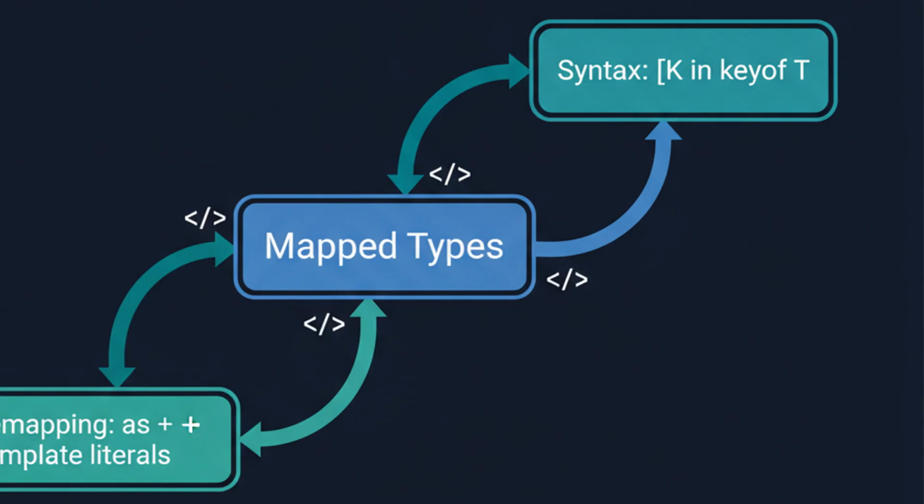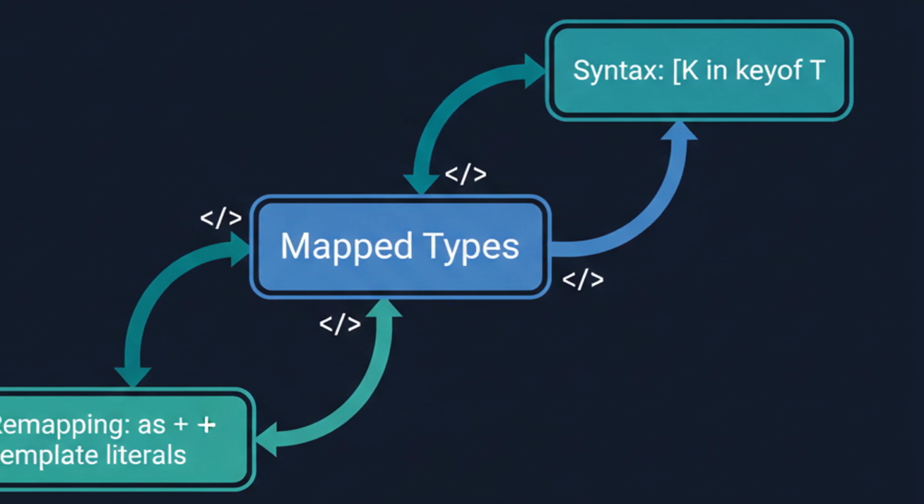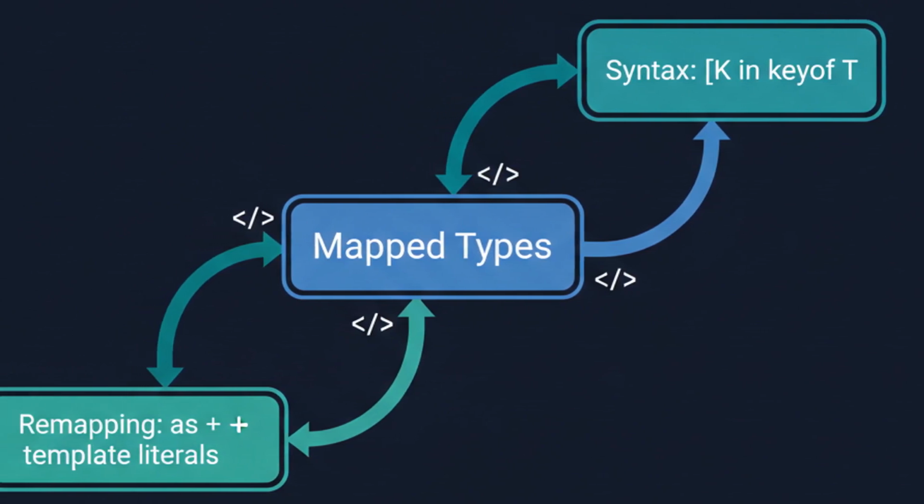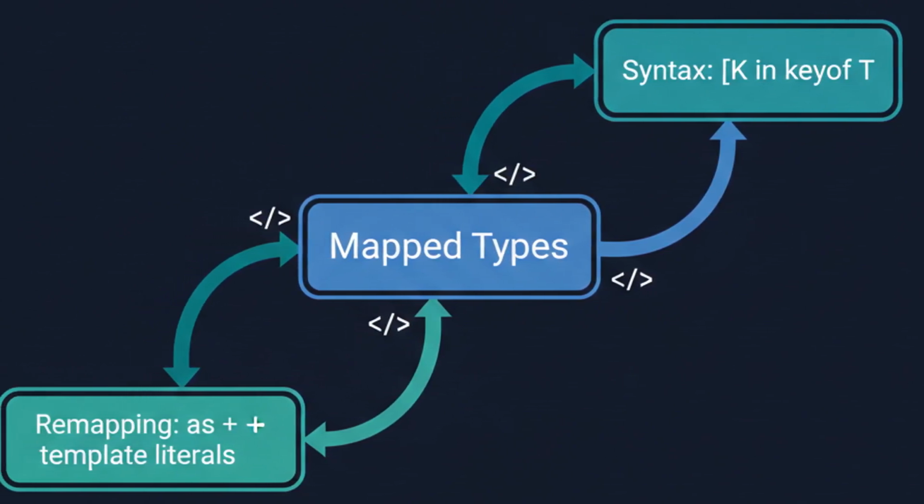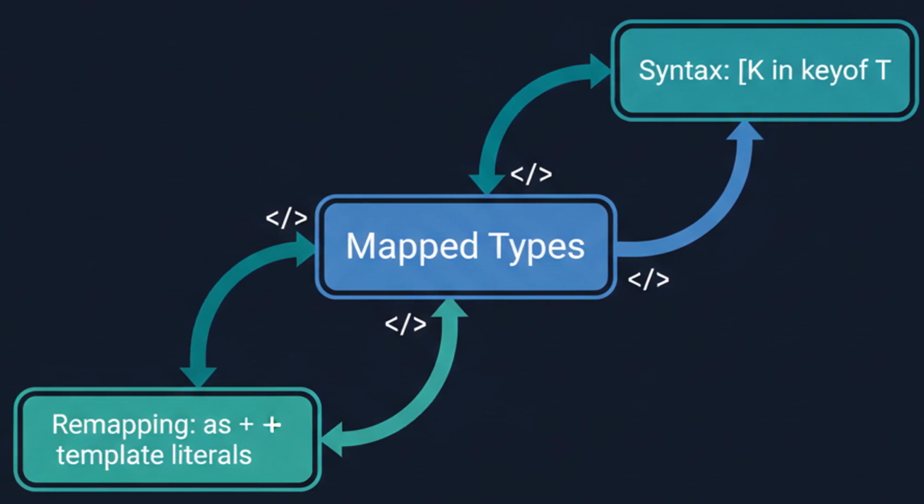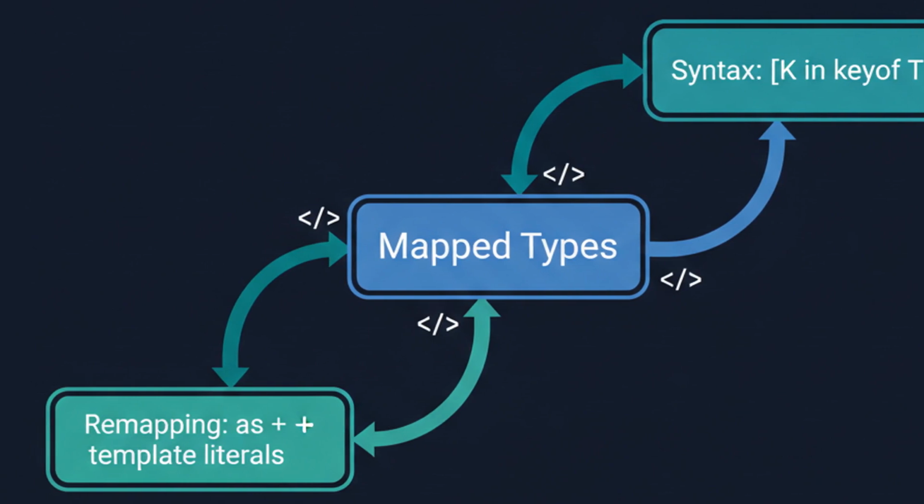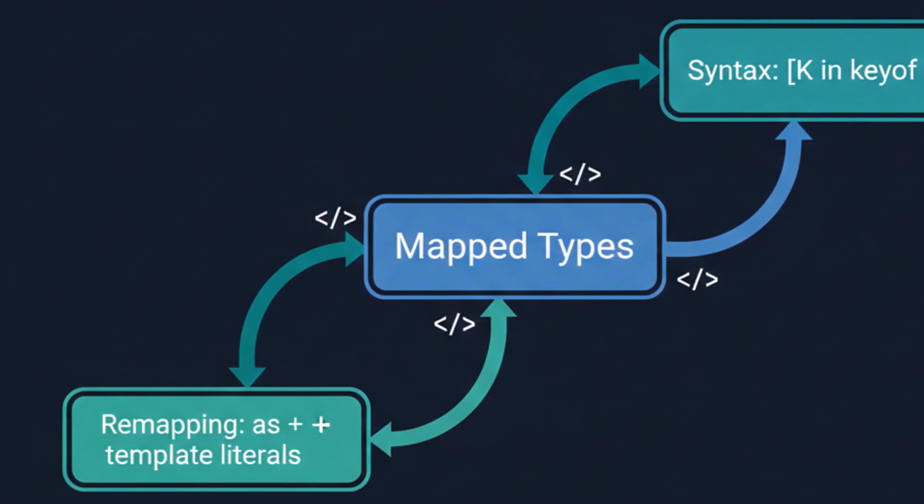Let's pull it all together. You learned the core map type syntax with keyof and indexed access, how to add and strip modifiers, and the powerful key remapping with the as clause. You also saw how every built-in utility, Partial, Required, Pick, Record, is just a map type under the hood. Combine them with conditional and recursive types, and you can model almost anything.